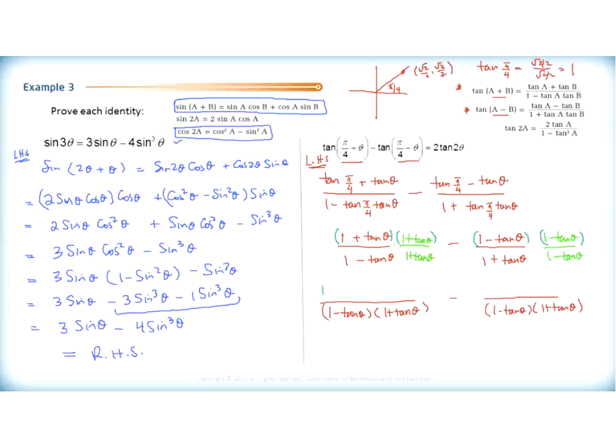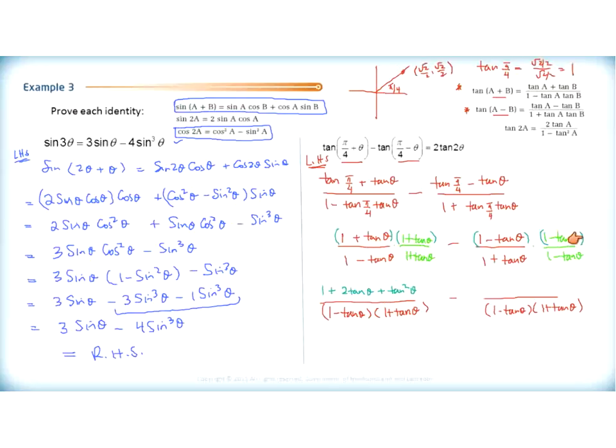Distributive property. 1 times 1 is 1. I got a tan theta and a tan theta. It's 2 tan theta. And I got a tan times a tan, which is tan squared. Now, all I did there is I multiplied this together. 1 times 1 is 1. 1 times tan theta is tan theta. Tan theta times 1 is tan theta. So that's 2 tan theta. And tan times tan is tan squared.